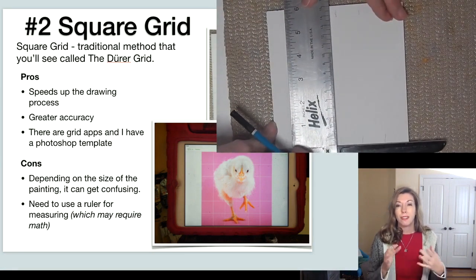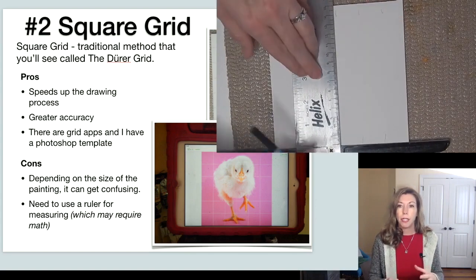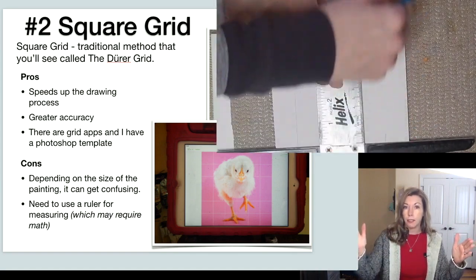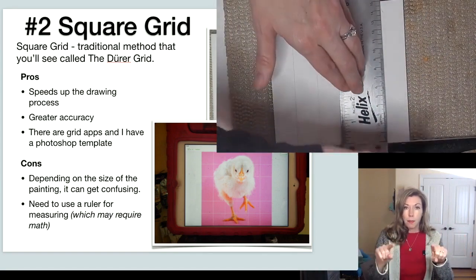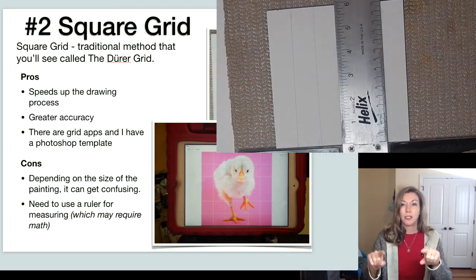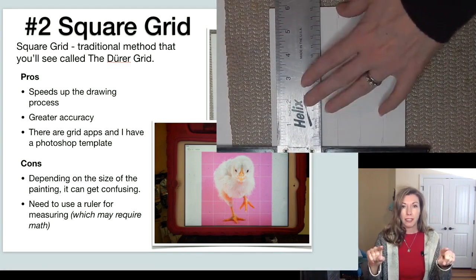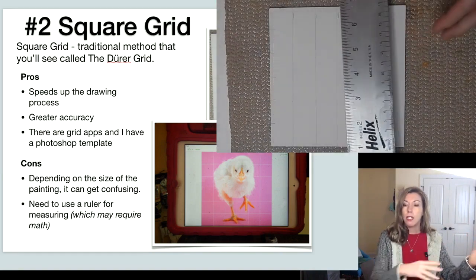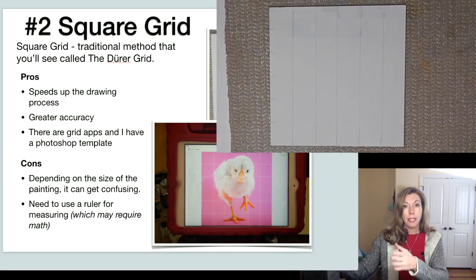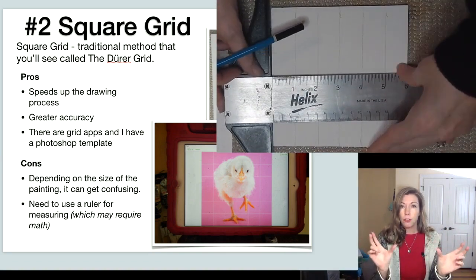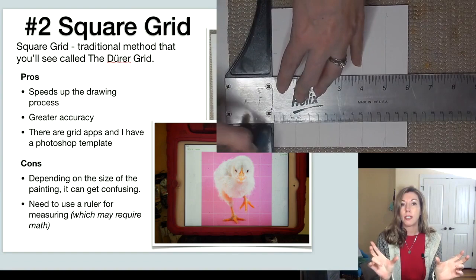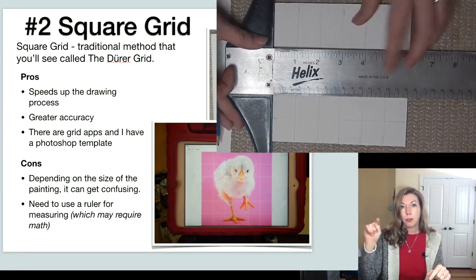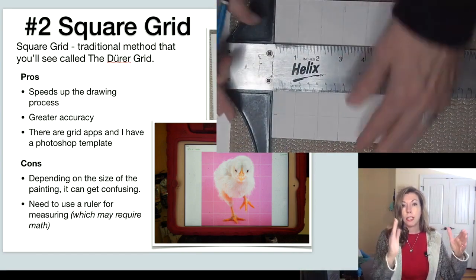Some cons behind it, depending on the size of your painting, it can get a little bit confusing. So if you got like a 24 by 36 and you're gridding out every half inch, you're really going to have to map it pretty well to ensure that the drawing matches the painting. Okay, the other con behind this, in my opinion, is like say you had an 8 by 10 picture and you want to do an 18 by 24 painting. The ratios don't equate, so you're going to have to do some math in order to figure out how many inches you have to grid out on your 18 by 24 versus the 8 by 10.